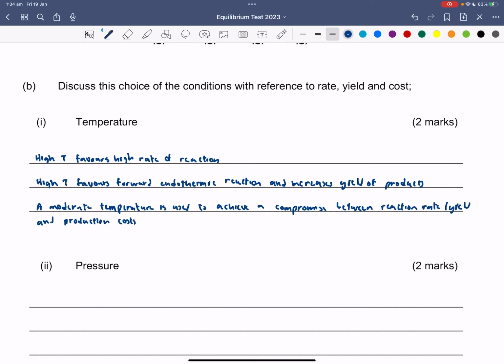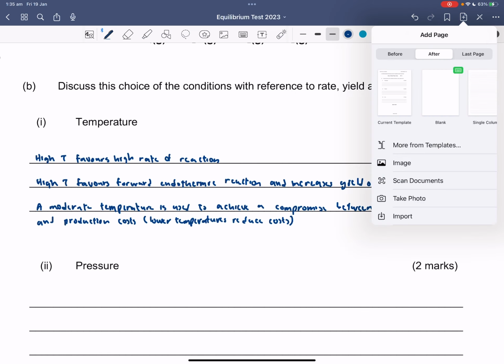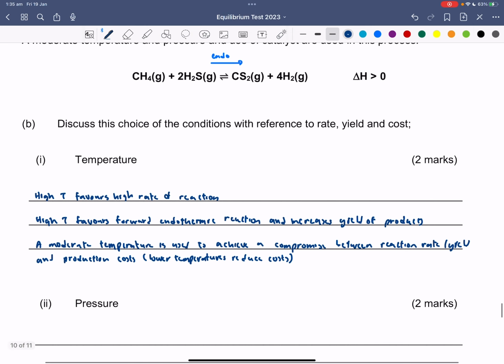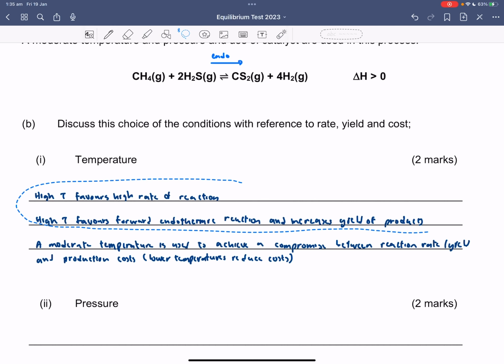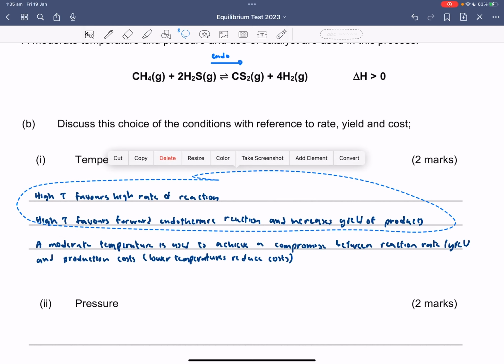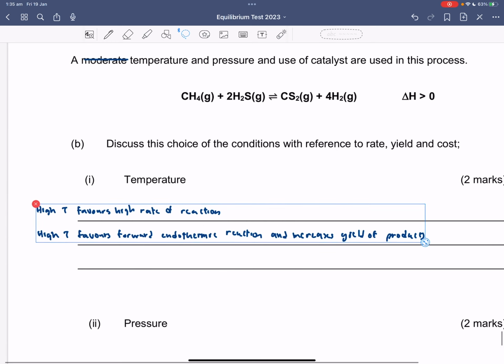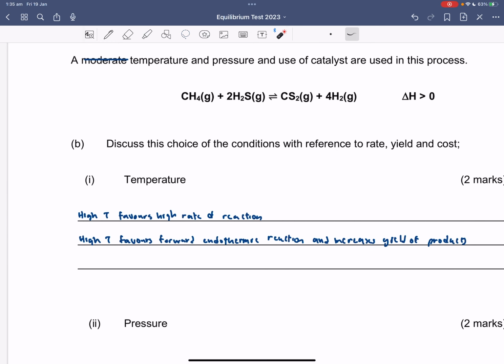And specifically what we can explain is that lower temperatures reduce costs. Now, honestly, if the word moderate was not there, I would have said the following. I would have copied the first two lines down still. Again, remember, this is only what I would have said if it did not say the word moderate.